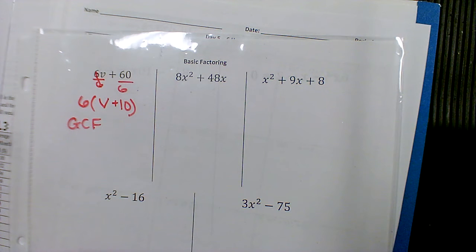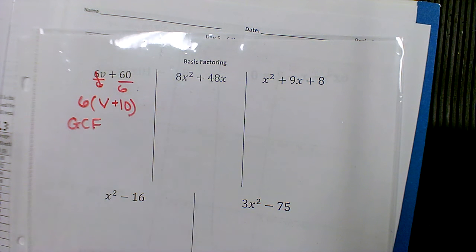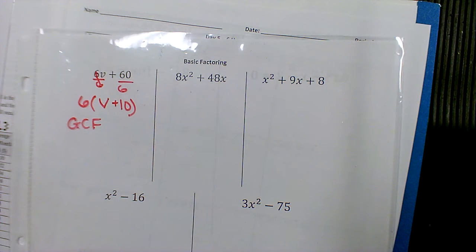So what's nice about this greatest common factor technique is you can make the numbers easier to work with. Notice how we're now working with a 6 and a 10 if you just look at those number values, instead of a 6 and a 60. So by pulling out that greatest common factor, you're simplifying or making the numbers smaller, easier to work with. Okay? What about in the next case?